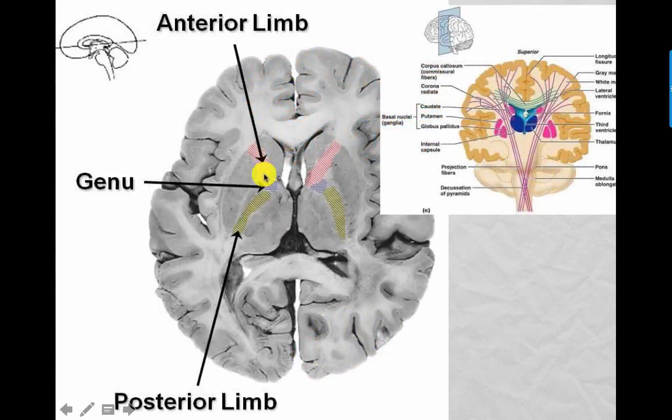Here is a picture to demonstrate the internal capsule, which has an anterior limb, genu, and posterior limb. In the posterior limb, the fibers carrying sensations from the body pass. And then in the sensory radiation to reach the sensory area. We will reach the sensory area by passing through the sensory radiation of the corona radiata.